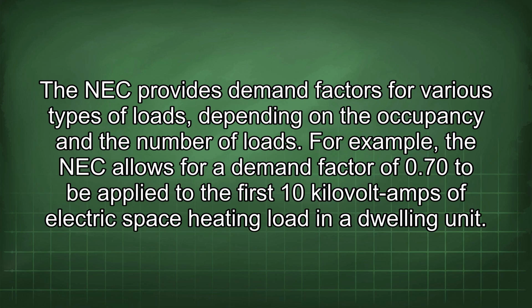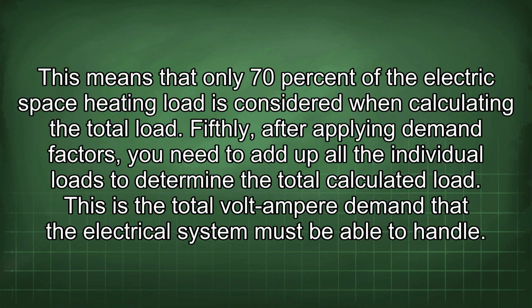The NEC provides demand factors for various types of loads depending on the occupancy and the number of loads. For example, the NEC allows for a demand factor of 0.70 to be applied to the first 10 kVA of electric space heating load in a dwelling unit. This means that only 70% of the electric space heating load is considered when calculating the total load.